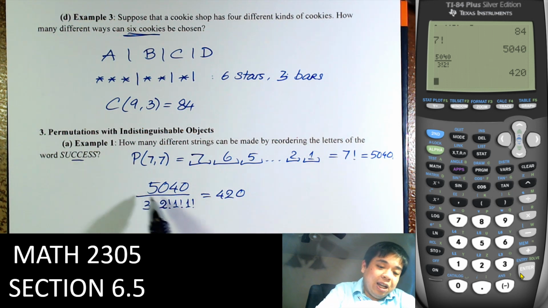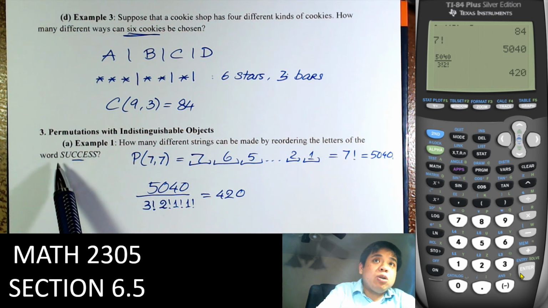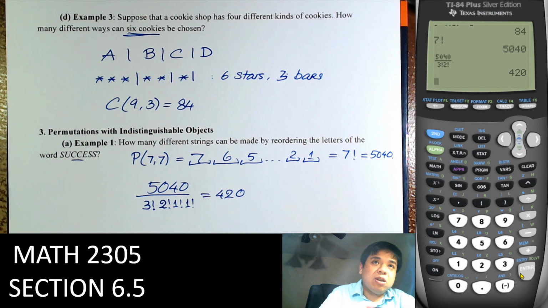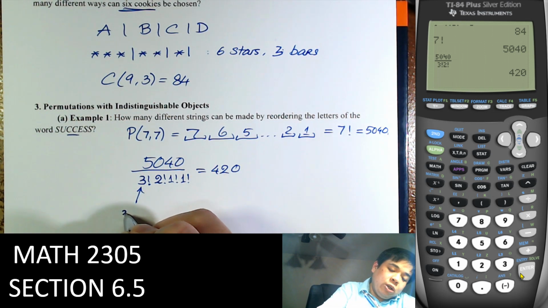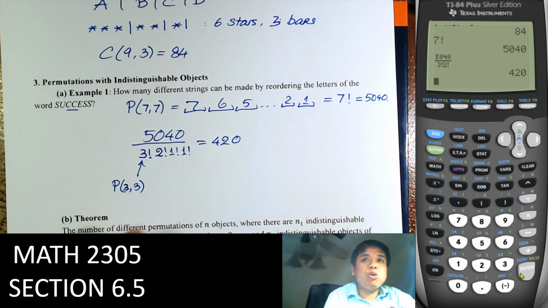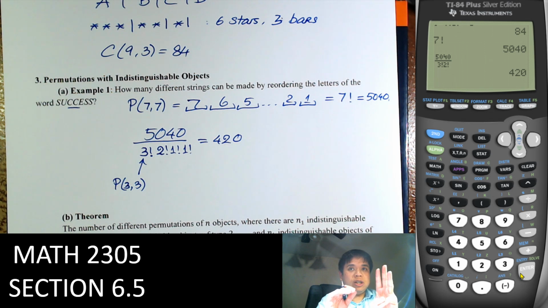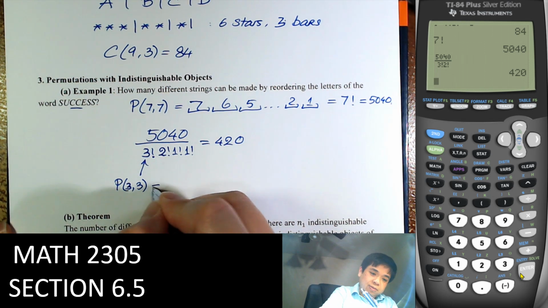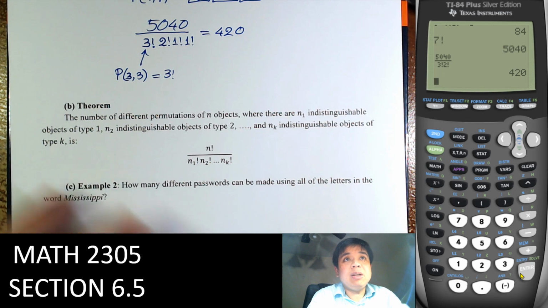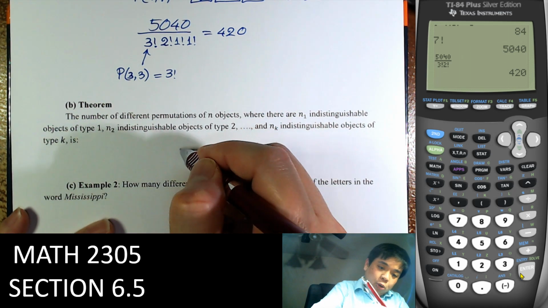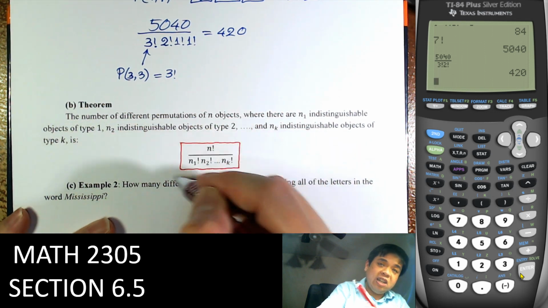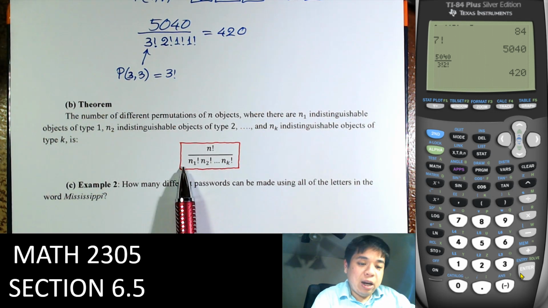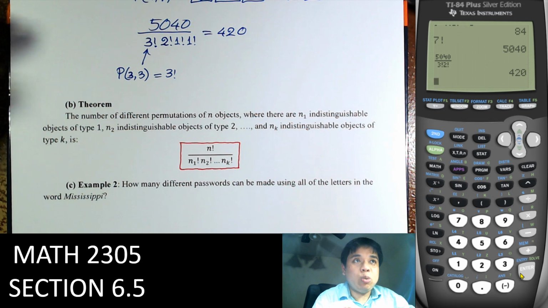We just divide by those factorials, because this 3 here is actually a permutation of 3 out of 3. If we choose 3 objects and scramble them in 3 positions, that is 3 factorial. So bottom line, the permutation of indistinguishable objects is given by this formula, with n1, n2, up to nk, where k is how many kinds we have.